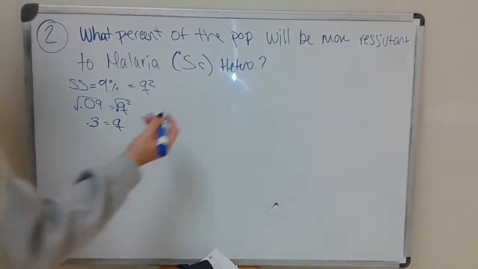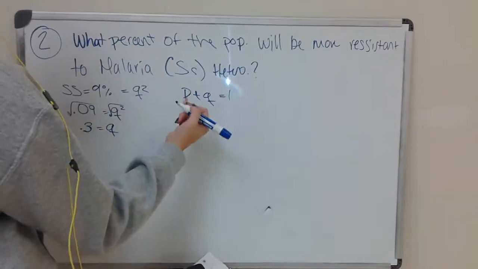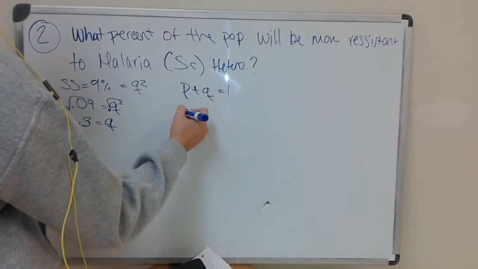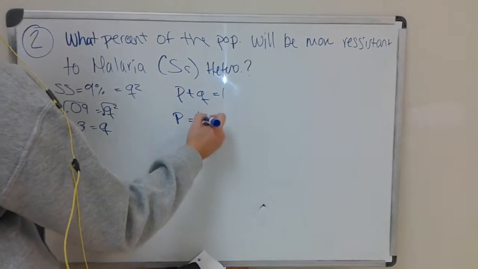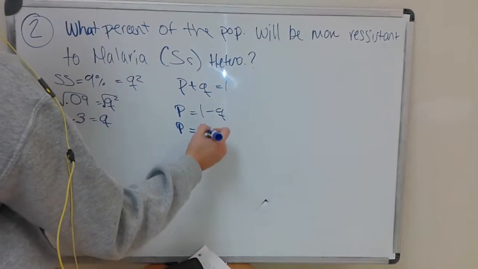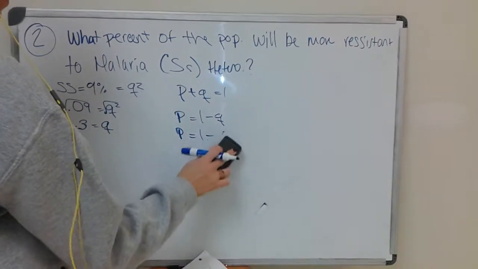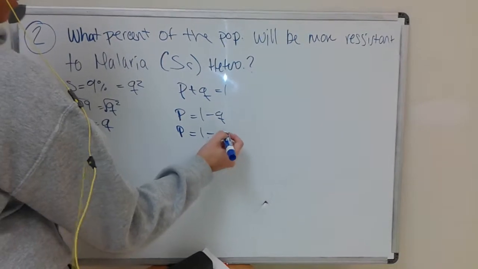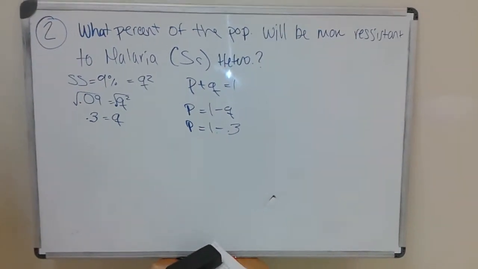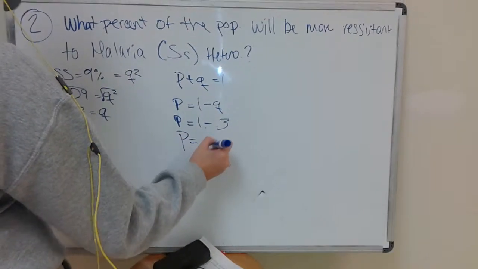So then we're going to use this formula, p plus q equals 1, to determine what p is. And now we're going to get p is equal to 1 minus q. So p is equal to 1 minus 0.3. So 1 minus 0.3 is equal to 0.7. So p is equal to 0.7.